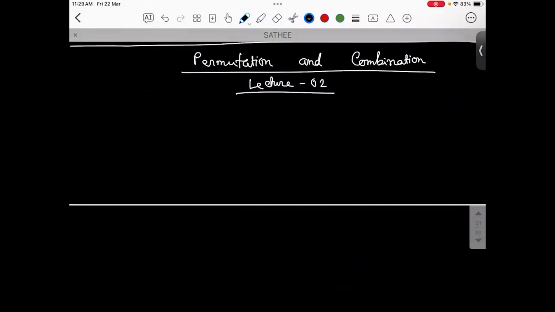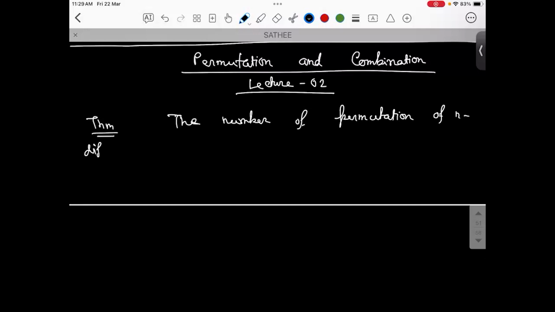Okay. So let us study the theorem. What is the statement? The number of permutations of n different objects taken r at a time, where r is greater than 0 and less than or equal to n. Note that here we are taking r greater than 0. For the case r equal to 0, we will talk later. So it is a case for r greater than 0.